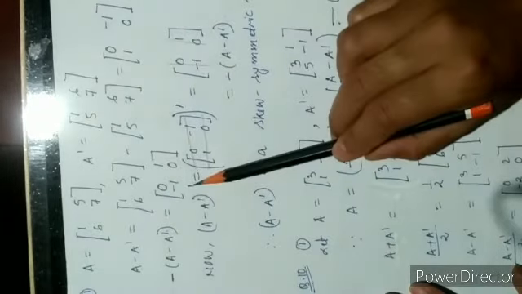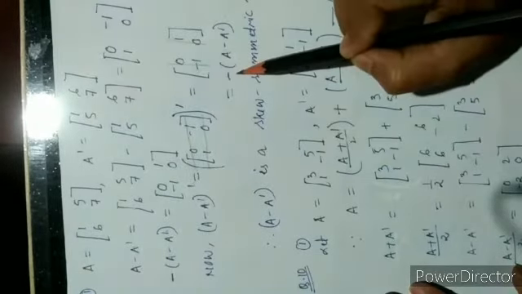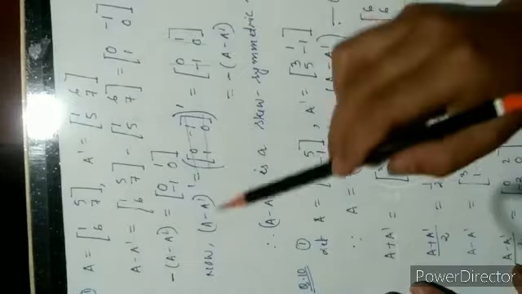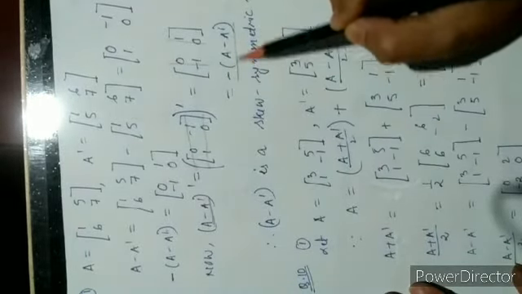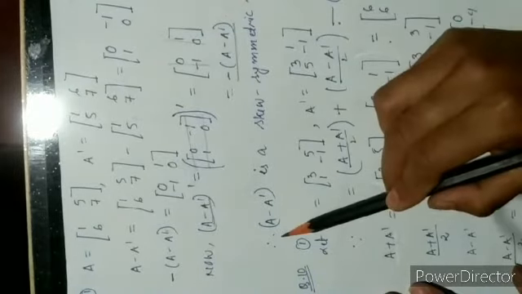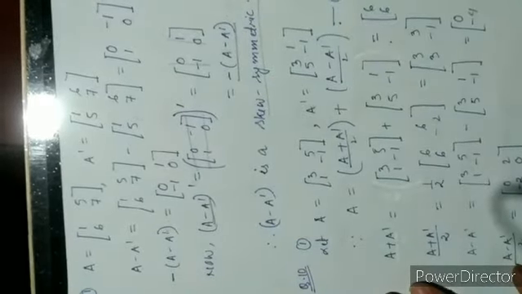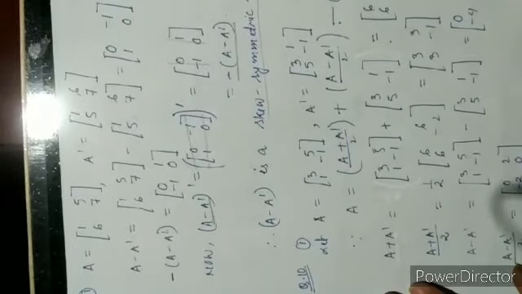The transpose of A minus A dash is equal to the negation of A minus A dash. So the transpose of the expression has the minus sign. This matrix is called a skew symmetric matrix.